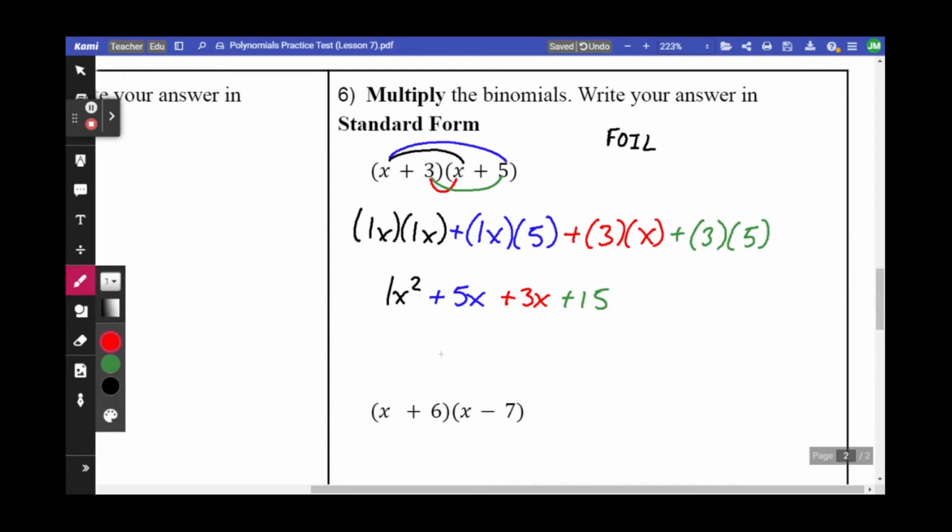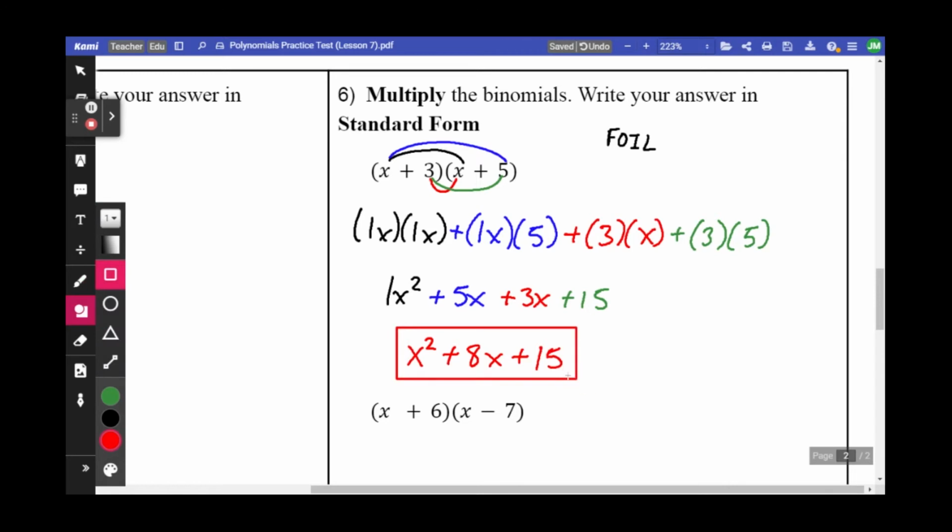All right, so I'm just going to write out my final answer. The sum here is 8x, and then we have x squared. You can drop the coefficient if you like, and then 15. And this will be my final answer.